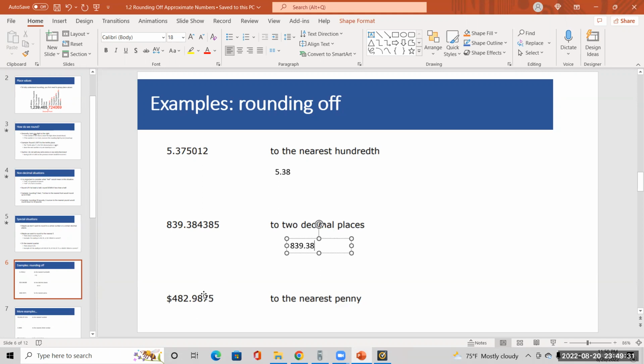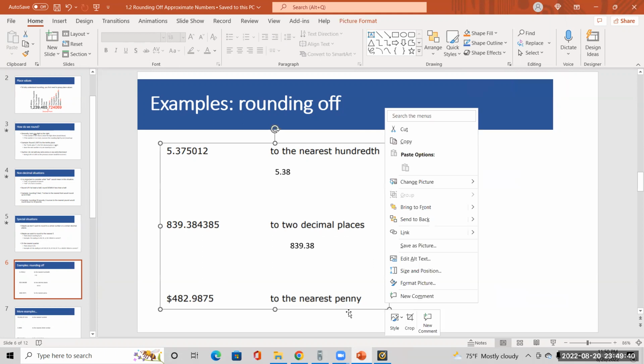Lastly, to the nearest penny. Remember, pennies are hundredths, okay? So to the nearest penny here, we're going to still have the dollar sign.